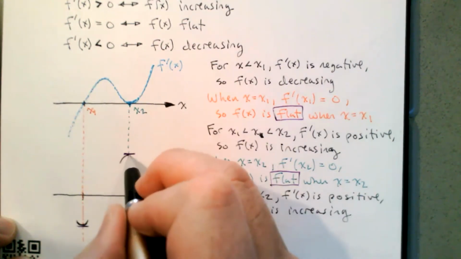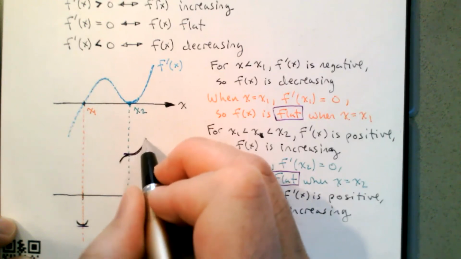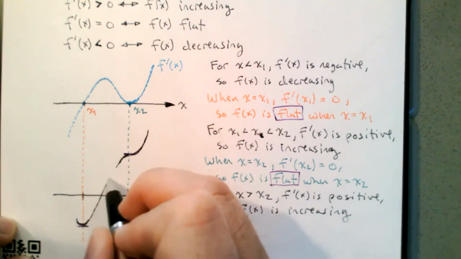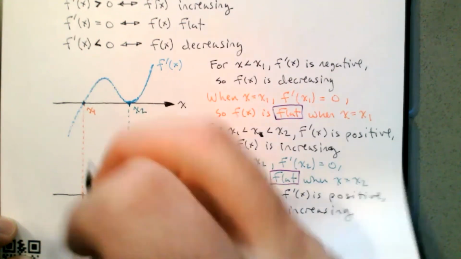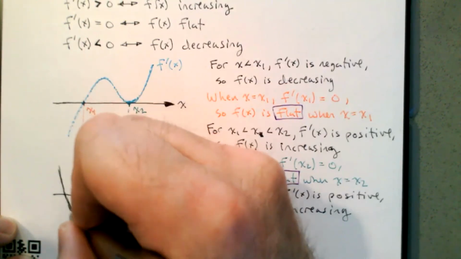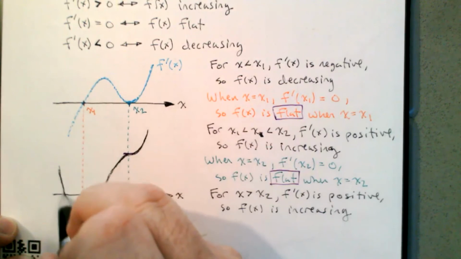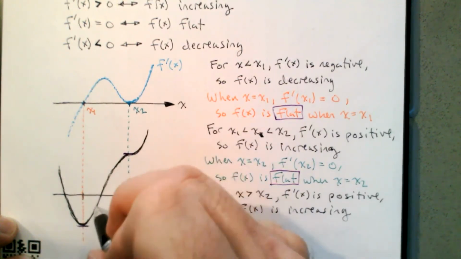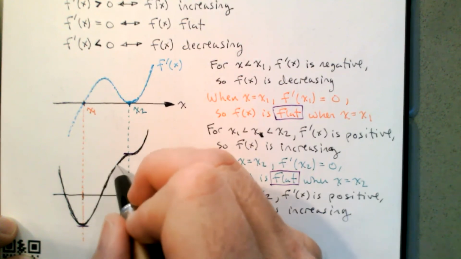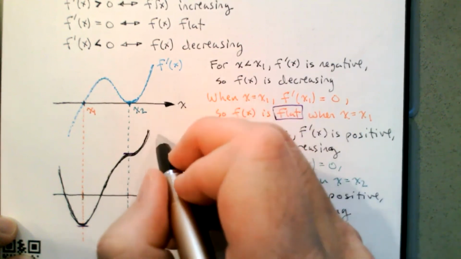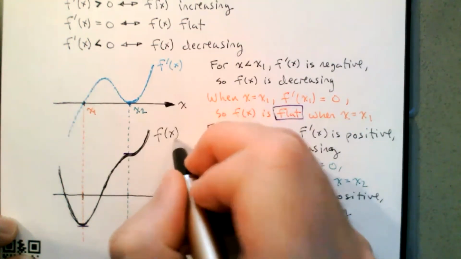I need to increase and flatten out at this point, but then increase after that point. So I'm just going to have this little flat area. So here's my graph decreasing to x1, flat at x1, increasing after x1, flat at x2, but increasing after x2. So here's my sketch of f of x.